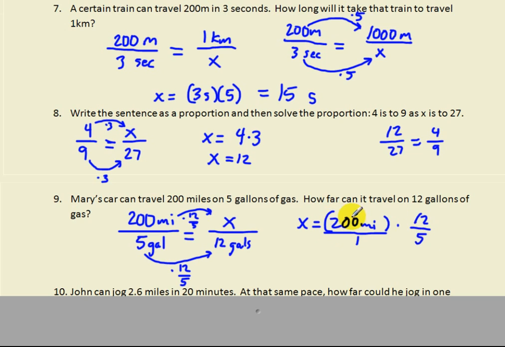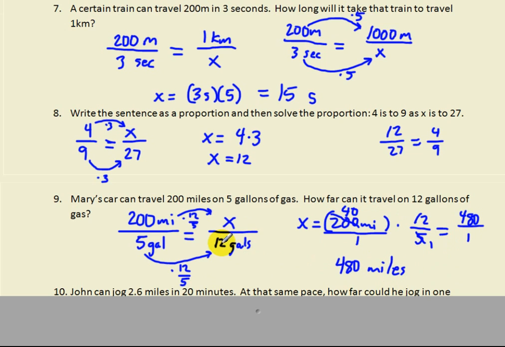Notice that 5 will go into 200. That helps us. 5 goes into 5 once. 5 goes into 200 40 times. So then we end up with 40 times 12 over 1. Or in other words, 480 miles.